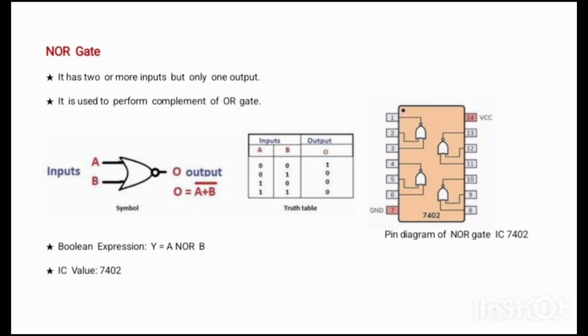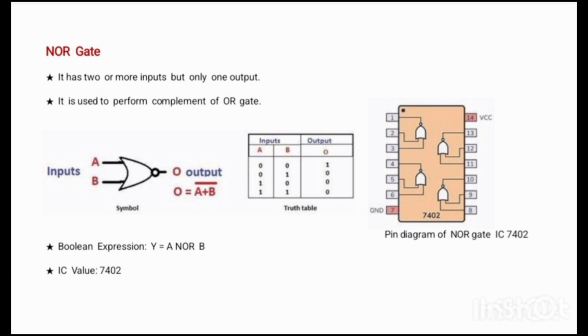This is the truth table of 2 input NOR gate. When both the input is low, at that time output will be high. Any one of the input is high, at that time output will be low.